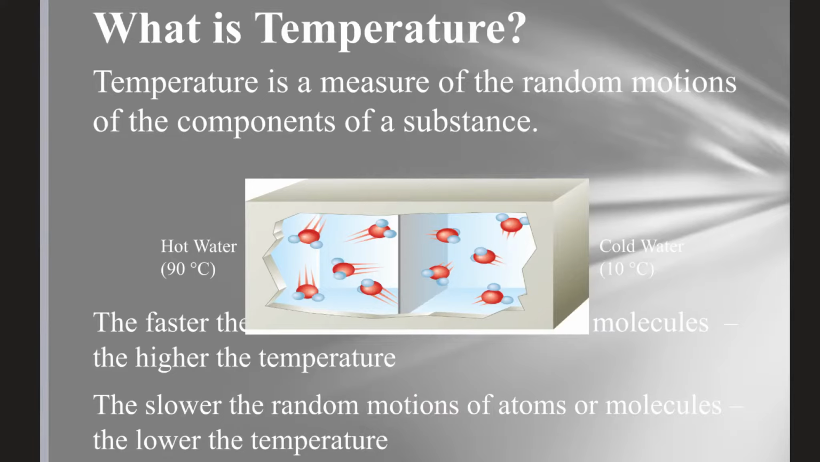Hopefully I'm illustrating this here. If you have hot water, you'll notice in this image that the water is moving faster. And the faster it's moving, the higher the temperature. The slower it's moving, the lower the temperature. Cold water doesn't move as quickly, its temperature is not as high, it's not as energetic. So that's temperature. The higher the temperature, the more energy those molecules or substances have. The slower the motion, the lower the temperature.